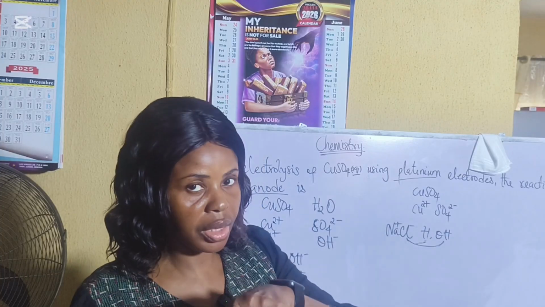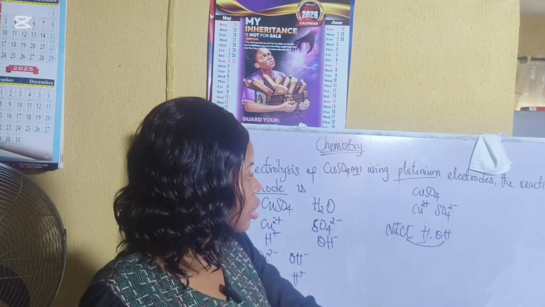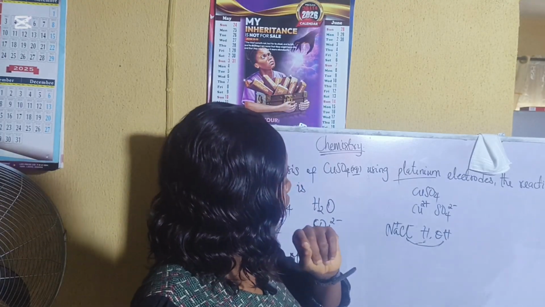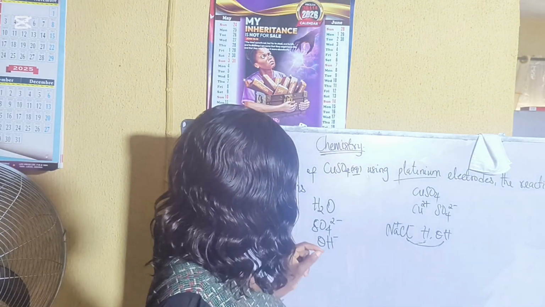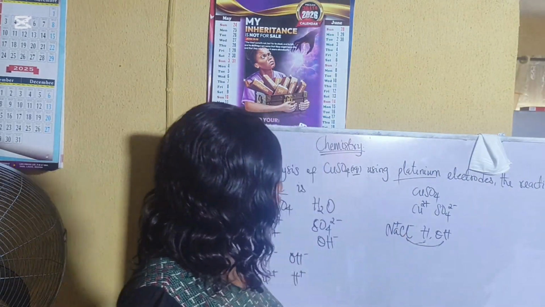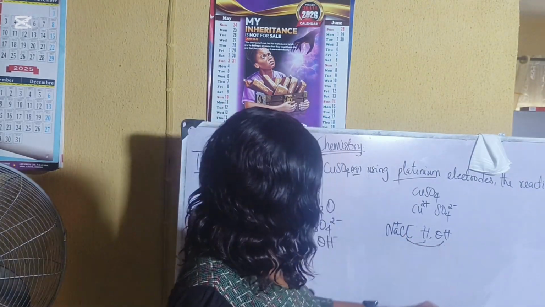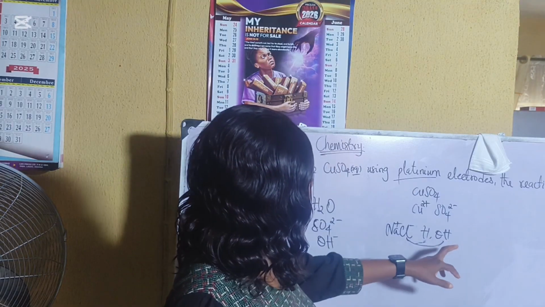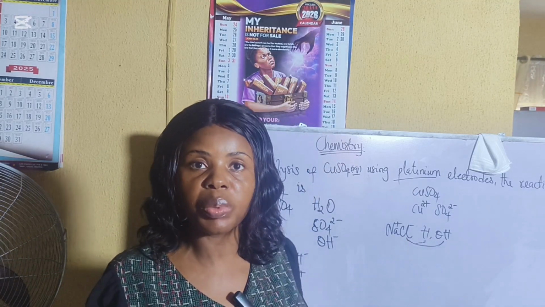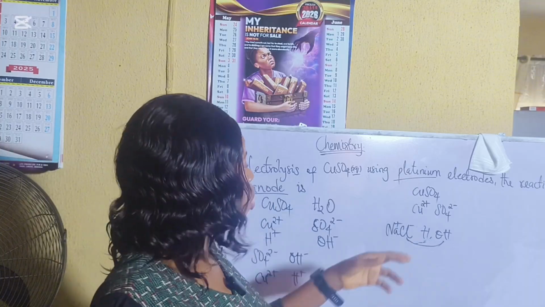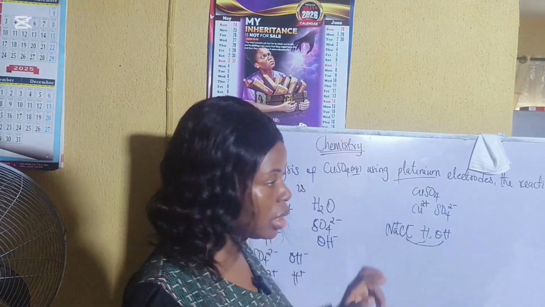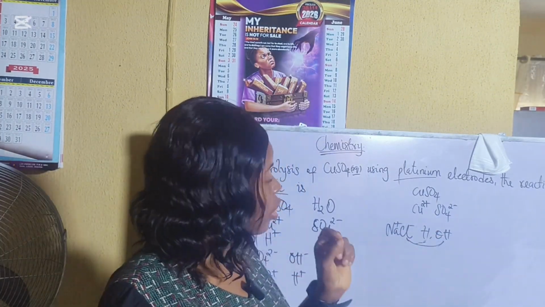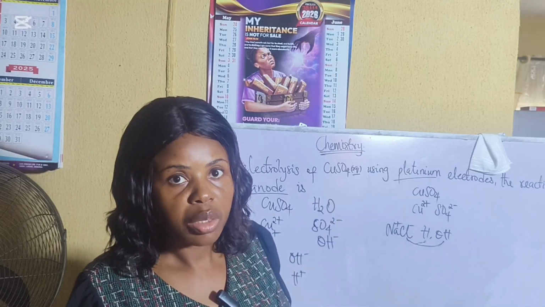Let me forget first of all about the concentration, the factor of nature of electrode. If I'm using platinum, in this case, you know that OH will be discharged in preference to Cl because of the position in the electrochemical series. You understand? If we are using a platinum electrode.